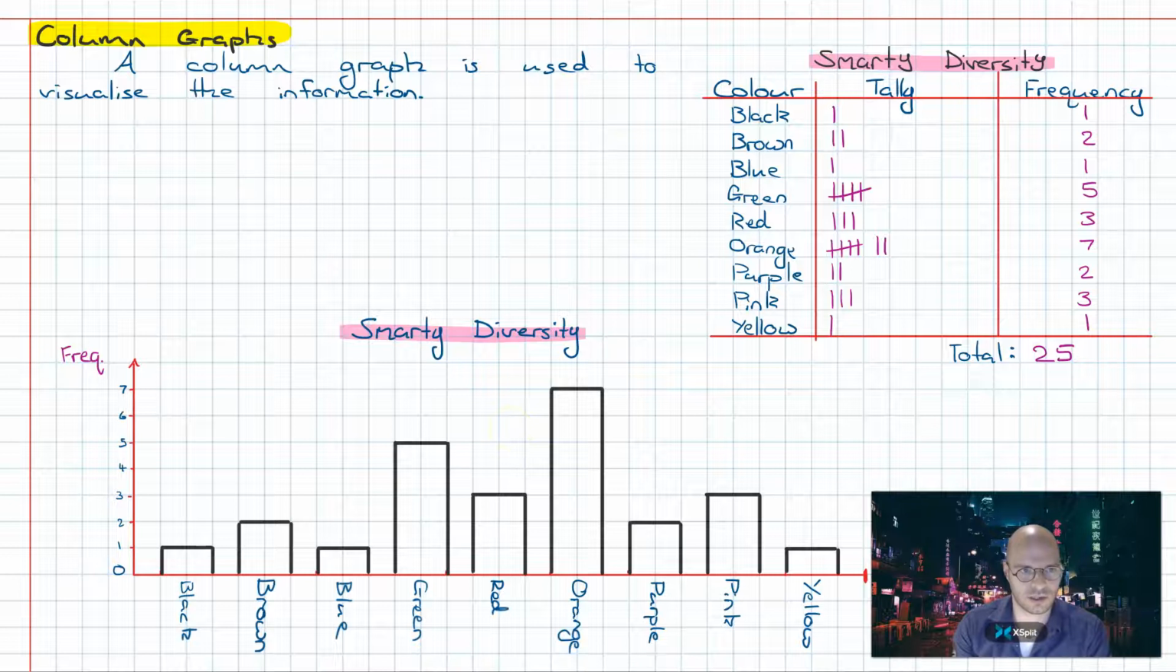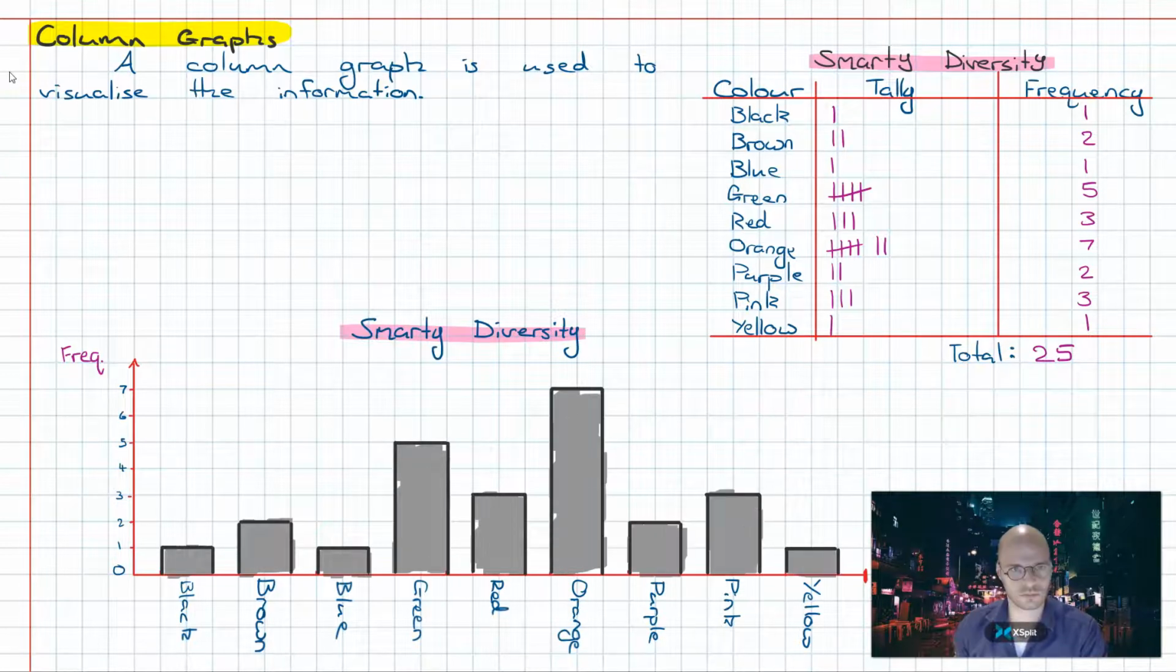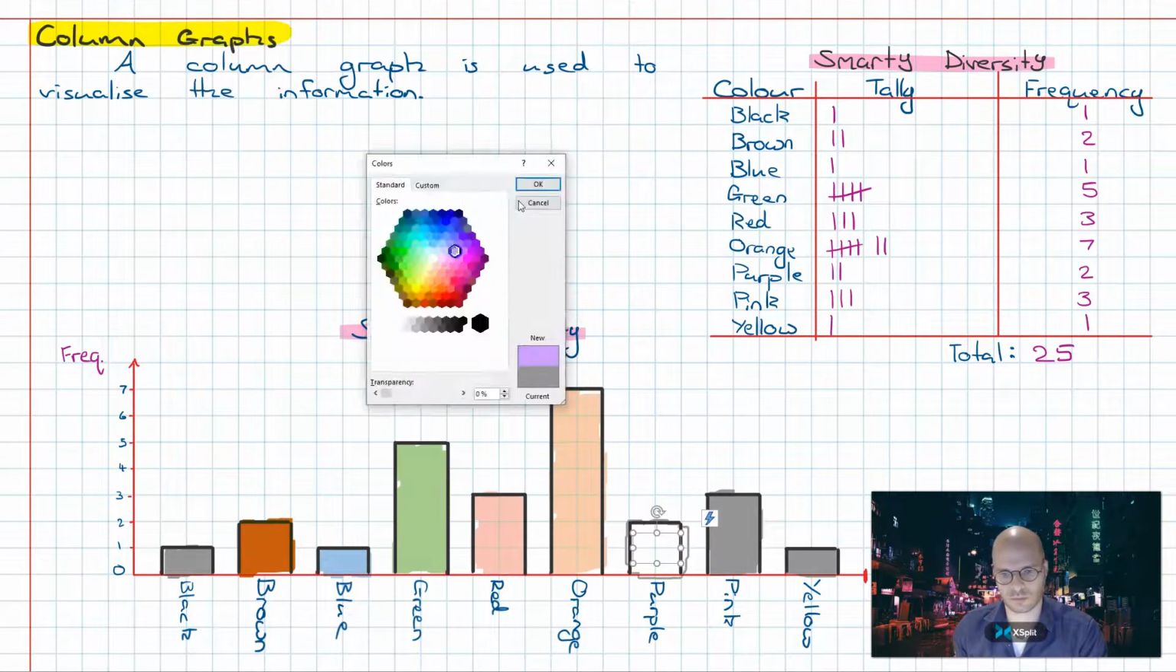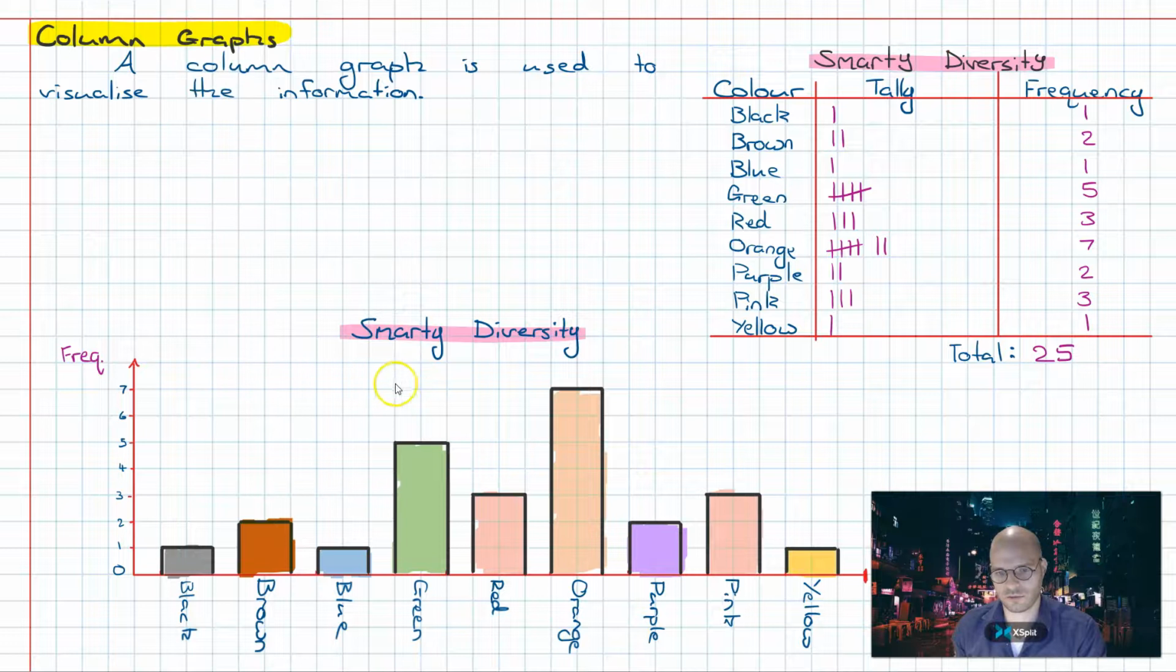Now some more things you could do to finalize the graph is add a little bit of stylistic flair. So what we can do is shade the various areas within the graph. And thus we finalize drawing our column chart.